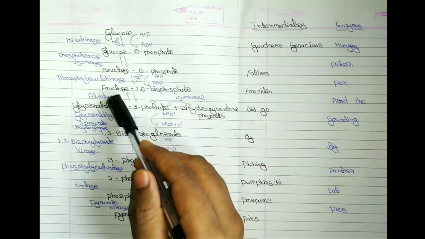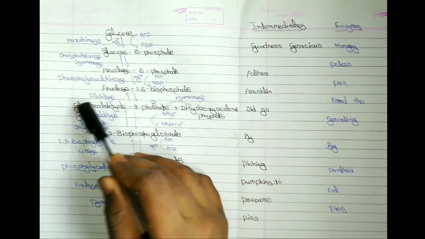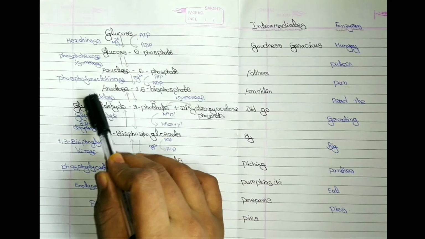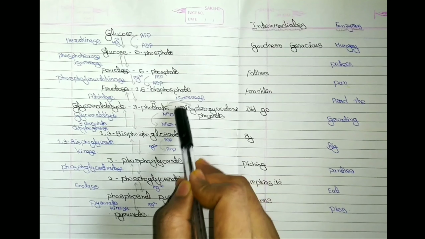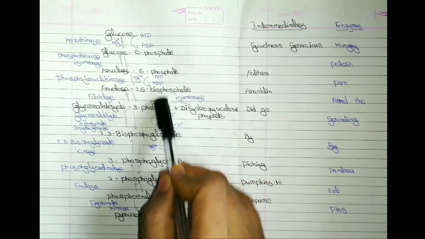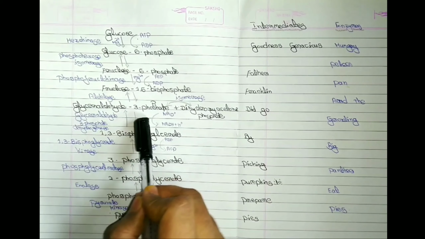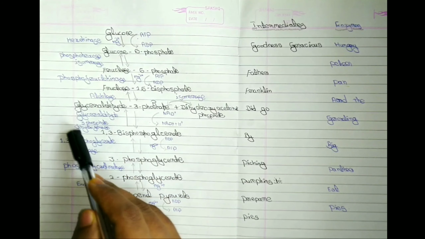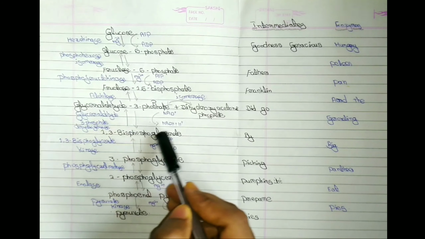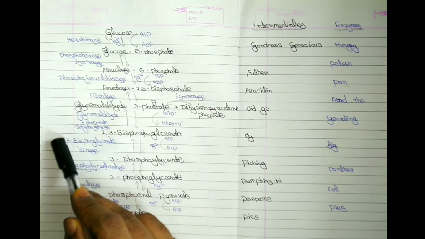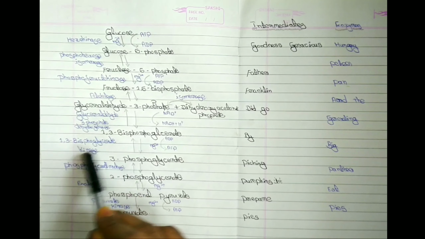Fructose 1,6 bisphosphate will convert into glyceraldehyde 3-phosphate and dihydroxyacetone phosphate in the presence of aldolase, and dihydroxyacetone phosphate will convert into glyceraldehyde 3-phosphate in the presence of isomerase. Glyceraldehyde 3-phosphate into 1,3 bisphosphoglycerate in the presence of glyceraldehyde 3-phosphate dehydrogenase. 1,3 bisphosphoglycerate into 3-phosphoglycerate in the presence of 1,3 bisphosphoglycerate kinase.